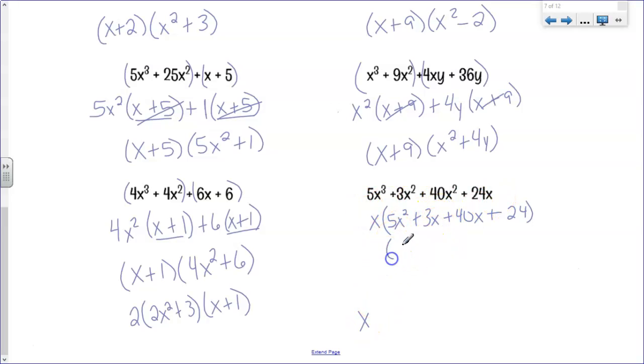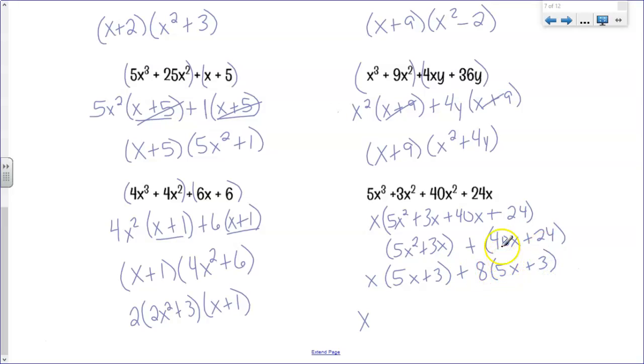Now we're going to do 5x squared plus 3x plus 40x plus 24. Okay, if I look here, I can take out an x, and that's going to leave me 5x plus 3. What will go into 40 and 24? An 8, and that's going to leave me 5x plus 3. Because 8 times 5 is 40, 8 times 3 is 24. Okay, if I look here, there's what's in common, so I'm going to write it down here with this x that I took out in the beginning, and then I'm going to write my leftover.